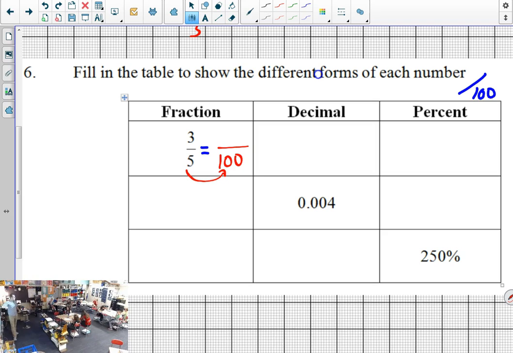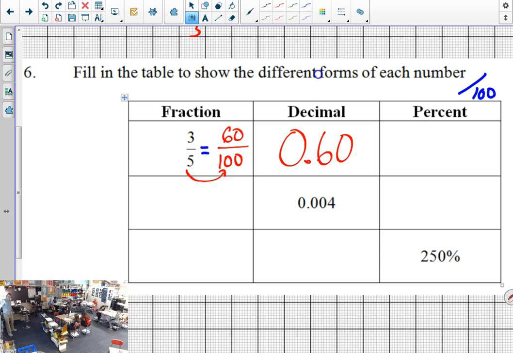Multiply by 20 over 20, right? So we do it on top and bottom. So we get 60 hundredths. Hey guys, that tells me everything. My decimal then is 60 hundredths. Not 6 hundredths, but 60 hundredths. This zero is unnecessary, right?